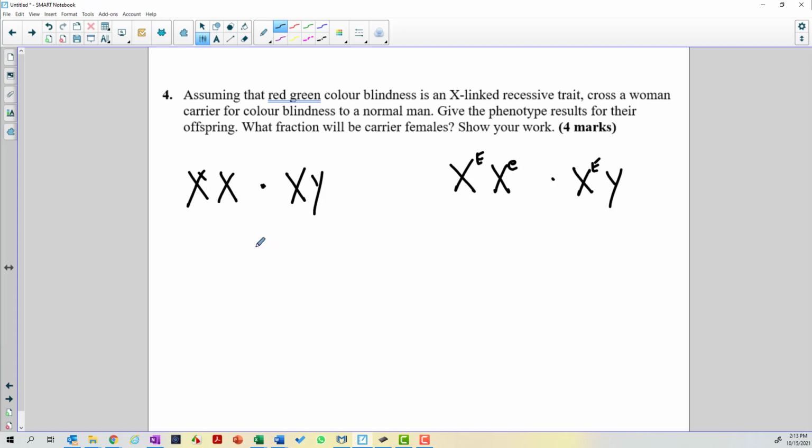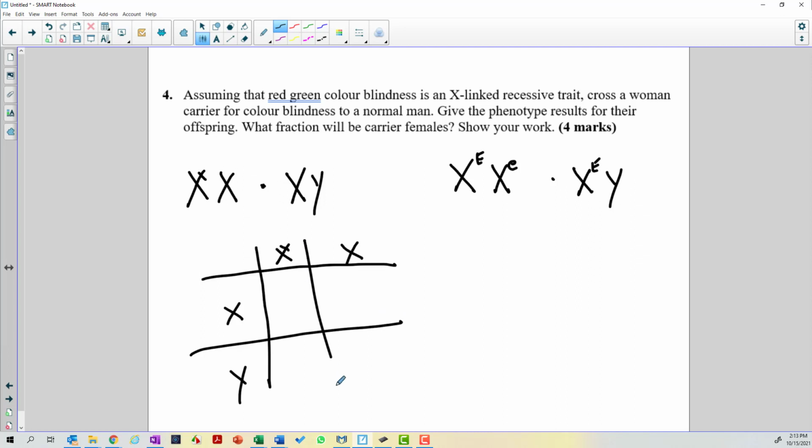So once I have my parents determined, I'm going to figure out their gametes. So one defective X, one normal X, one X, one Y. Be careful with your Y. Some students, their Ys look like X's and they get confused. So this is going to be an X, defective X, X, normal X, affected XY, normal XY.